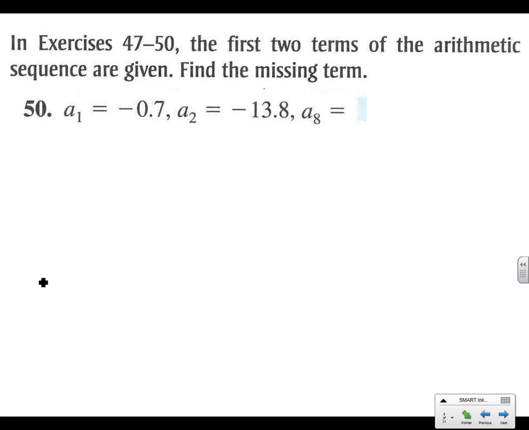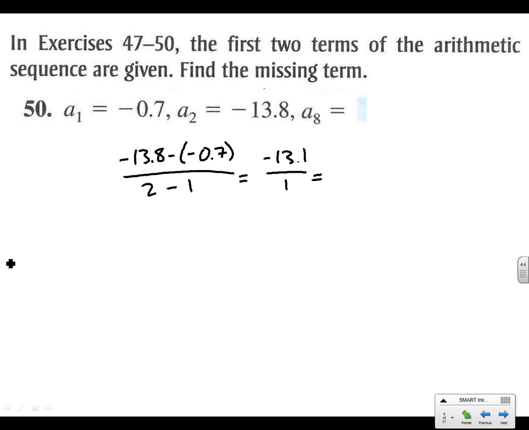Problem 50. Let's see, the first 2 terms of the arithmetic sequence are given. Find the missing term. All right, so first thing to do is figure out what our step is. So we're going to say negative 13.8 minus negative 0.7 over 2 minus 1 equals, let's see here, that's going to be a plus onto that, so negative 13.1 over 1. So our d is negative 13.1.